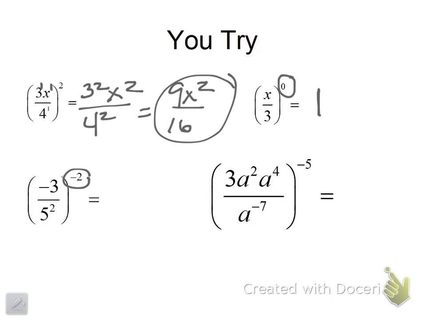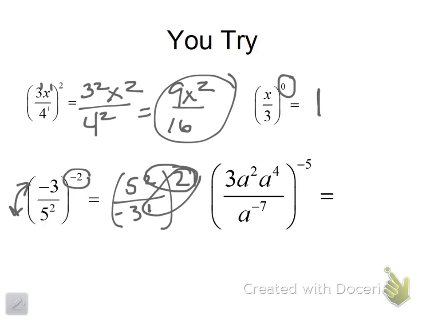Okay, I'm going to flip-flop these to make that a positive exponent there. So I'm going to get 5 squared over negative 3, and I still have my squared. Since I don't have an exponent, I'm going to put a 1 there. Now I'm going to multiply this 2. So it's going to be 5 to the 4th over negative 3 squared. And then you would reduce that.